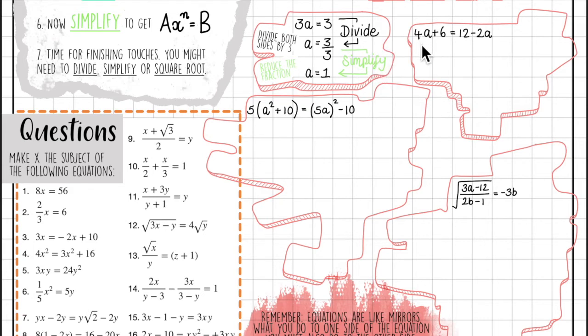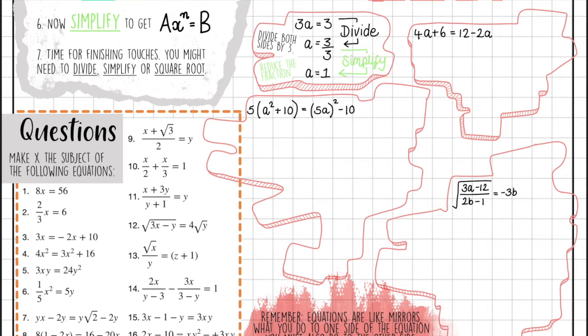Let's look at the second example, which is this one here. So 4a plus 6 is equal to 12 minus 2a. Looking at our steps for rearranging, we don't have to do anything with square roots. We don't have to do anything with fractions. We've got no brackets.